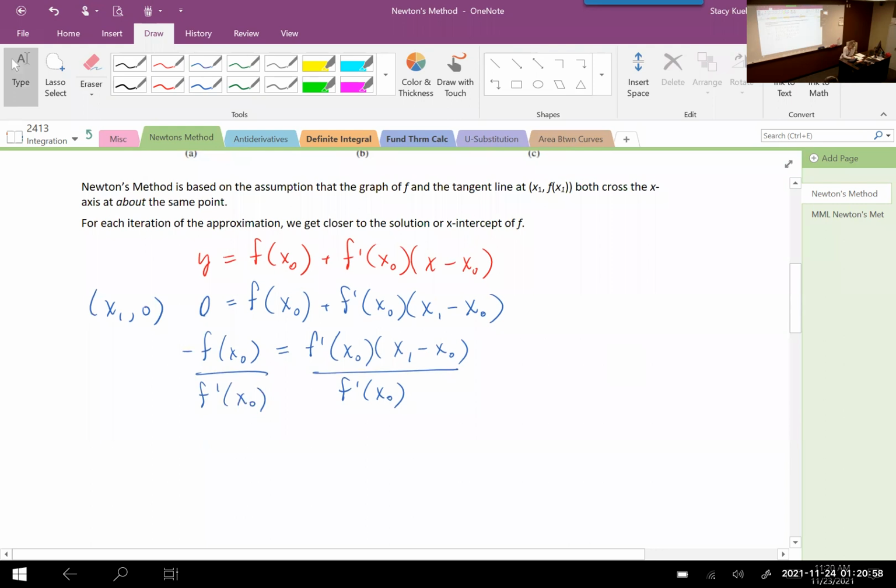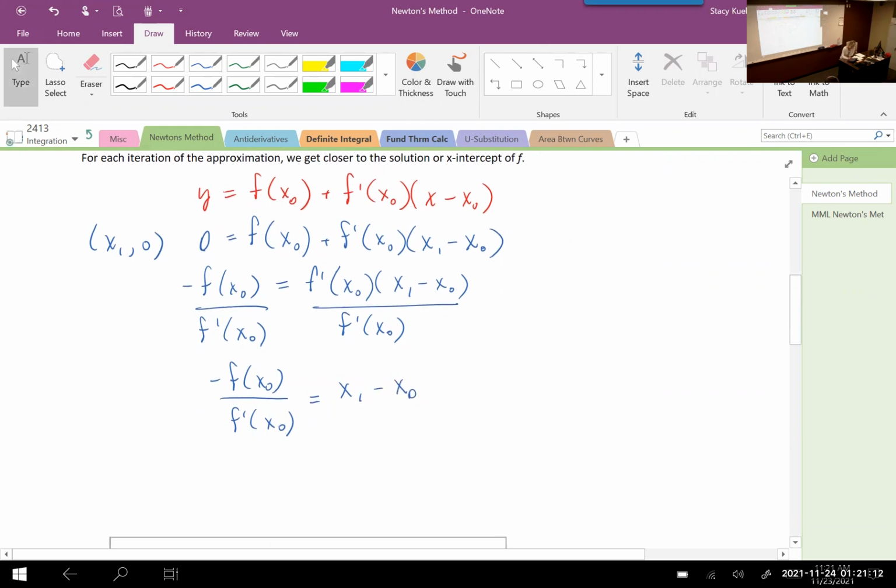That leaves me with negative f(x0) over f'(x0) is equal to x1 minus x0. And if I'm solving for x1, I get x1 is equal to a positive x0 minus f(x0) over f'(x0). I rearranged a few things in there, but that gives me this x1. That's what I wanted to approximate.